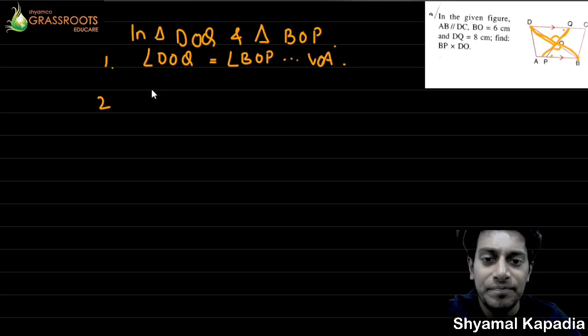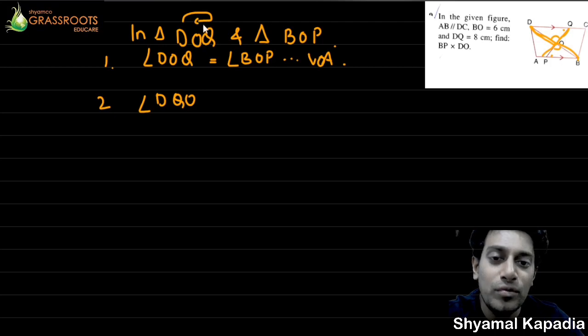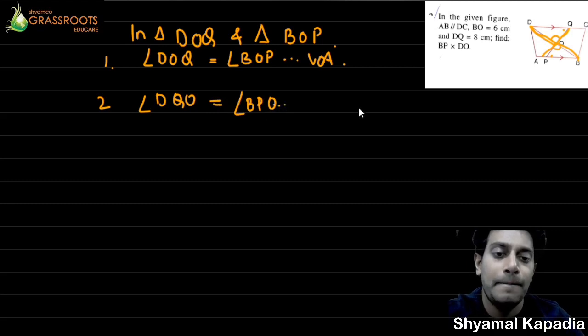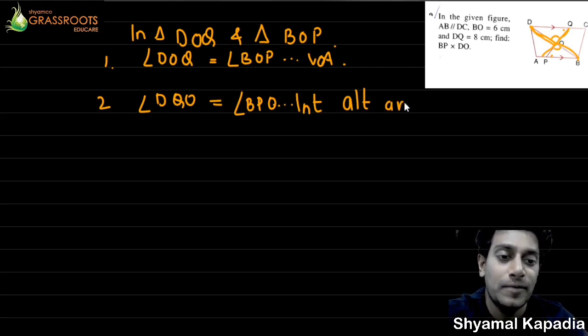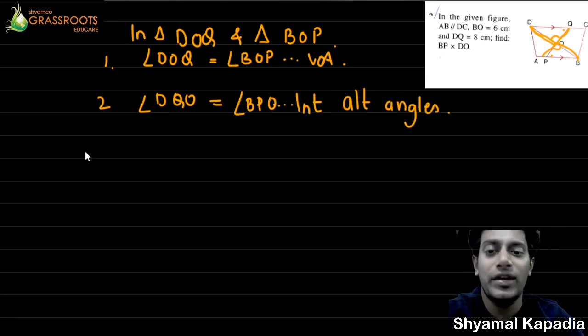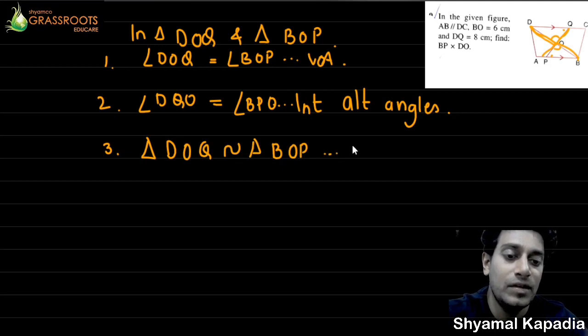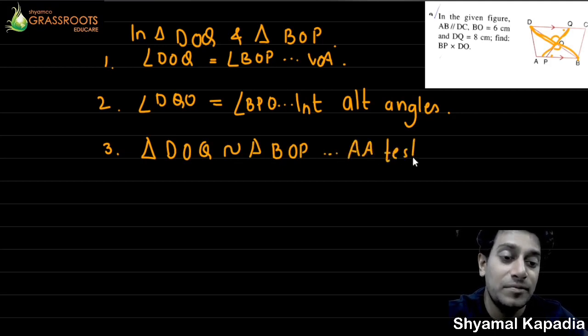Look here, it goes this way. DQO, wouldn't it be BPO? BPO, right? The reason is interior alternate angles. Done. Therefore the two angles are equal and therefore I can say triangle DOQ is similar to triangle BOP. The reason is angle test.